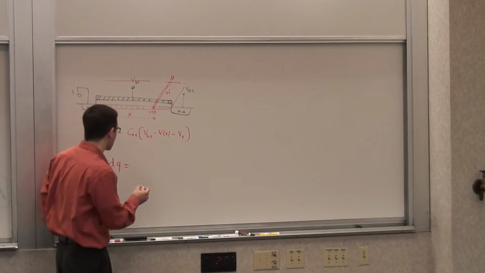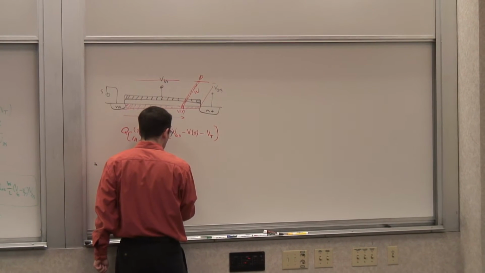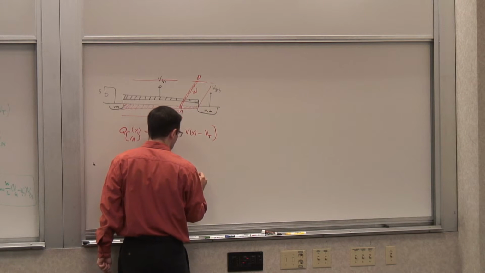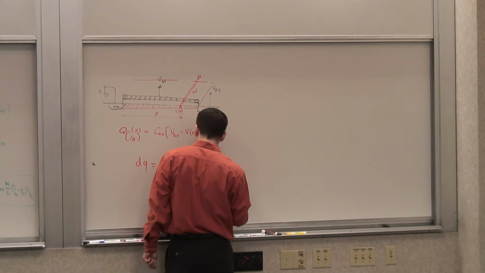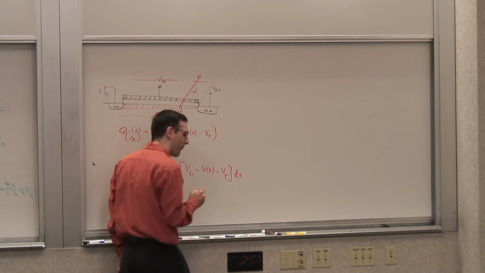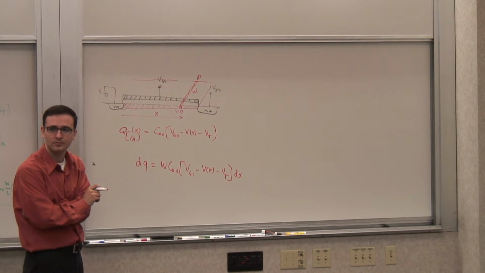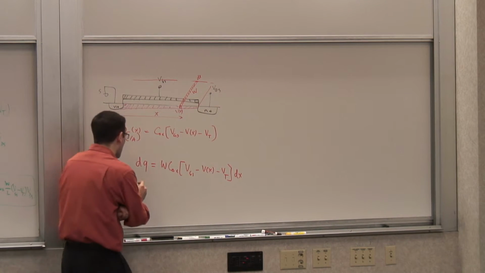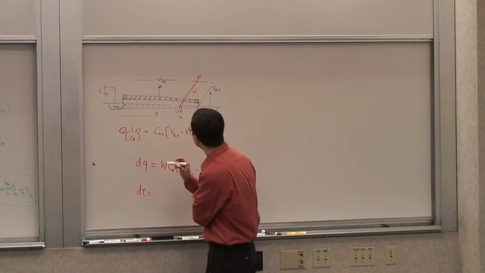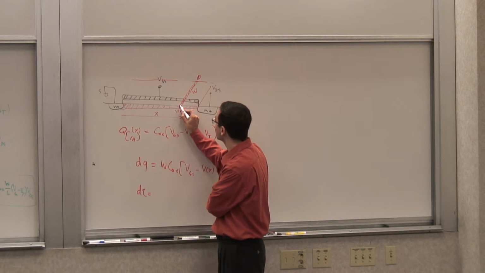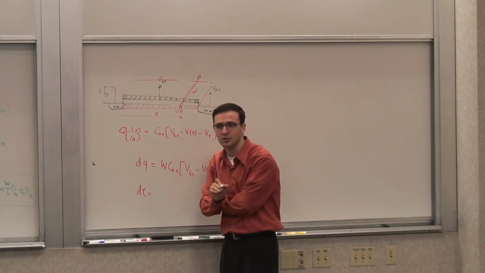W times dx. So it's W Cox (VGS minus V of x minus Vt) dx. That's the charge. Now, I need to calculate one more thing to calculate the current, d tau. I need to calculate the time it takes for an electron, the average time it takes an electron, to get from this edge of this tiny transistor to the other edge.